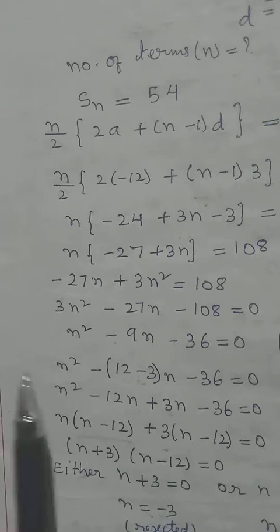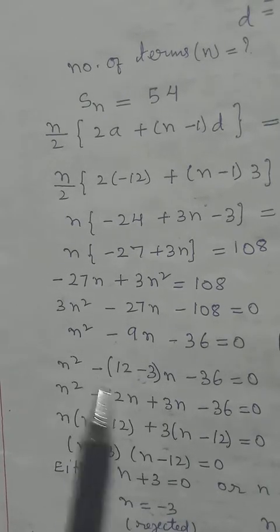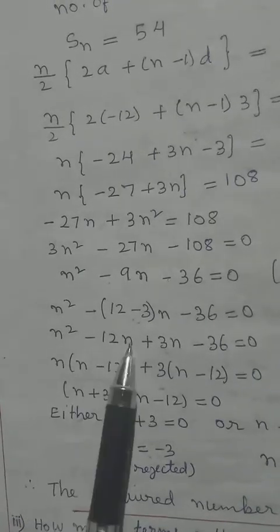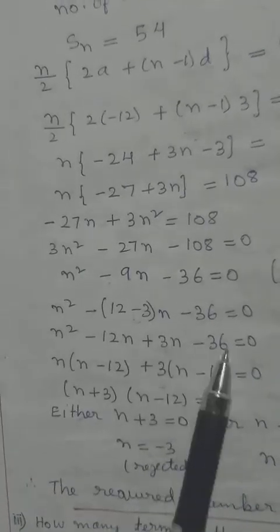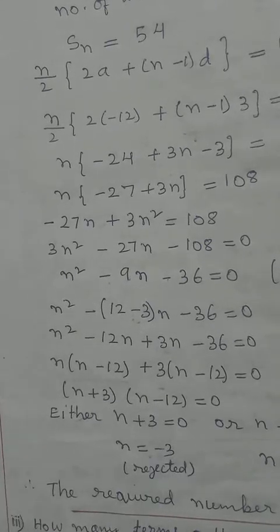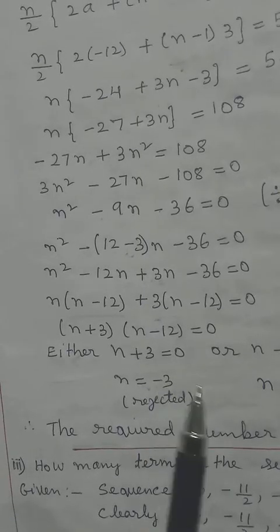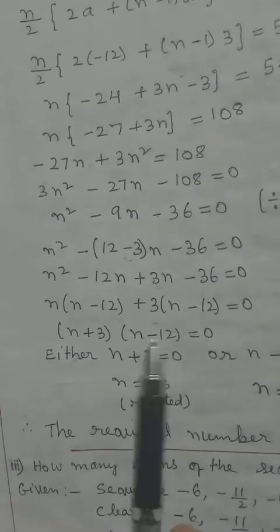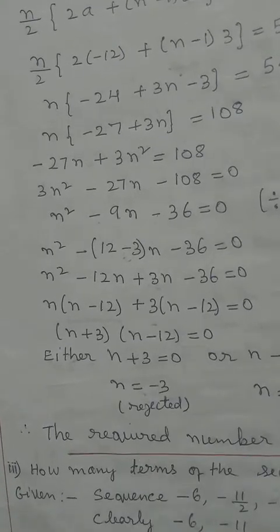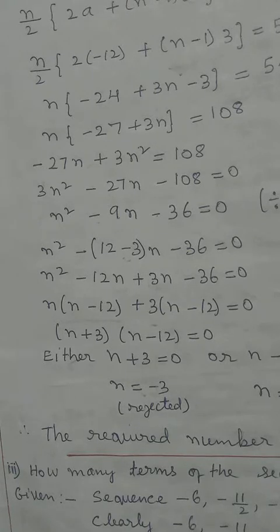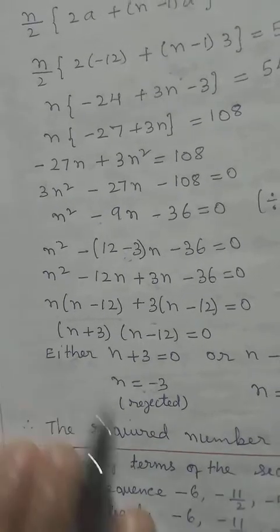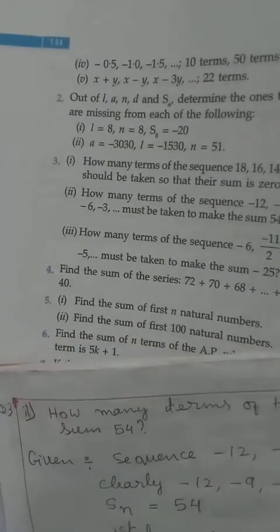So remove the bracket as usual. Minus, then minus to minus plus. Here we have only the variable common. Then here 3 and 36, we can divide by 3. Take common 3. When we count, we never count with minus. So we reject this. So that means the number of terms required here is 12. The number of terms needed to keep the sum equal to 54 will be 12 numbers.